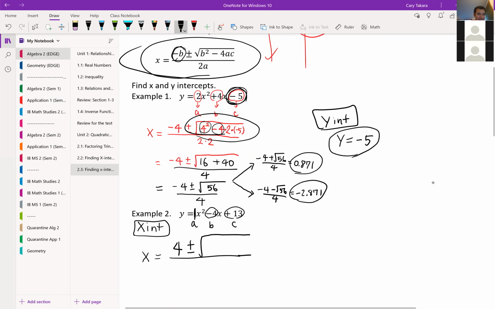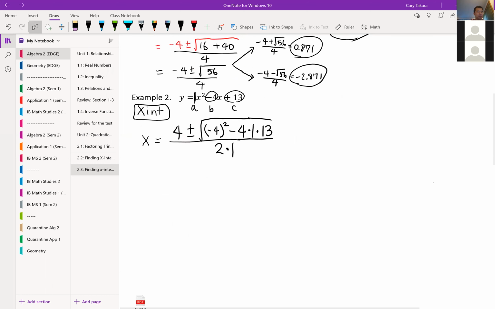b squared. Now, if b is a negative, I want you guys to put parentheses, (-4) squared. Will you do that? Will you fix that in your notes? Because b is a negative, you want to do negative in parentheses, (-4) squared, minus 4. It's always minus 4 times a times c, over 2 times 1. Okay?